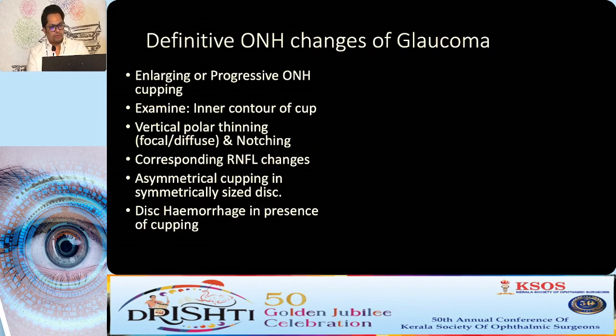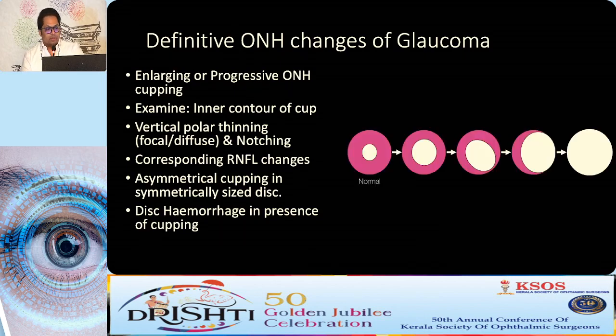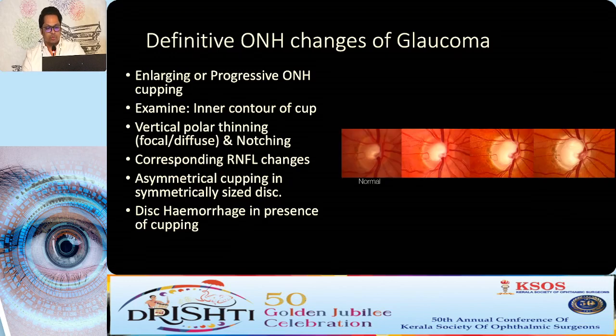So let us look at the definitive changes of optic nerve head in glaucoma. Progressively enlarging optic nerve head cupping is definitely a sign of glaucoma. This is an example of a patient who has been followed up for 35 years, starting with a cup disc ratio of about 0.4. It is ending up with a 0.9 cupping over 30 years.